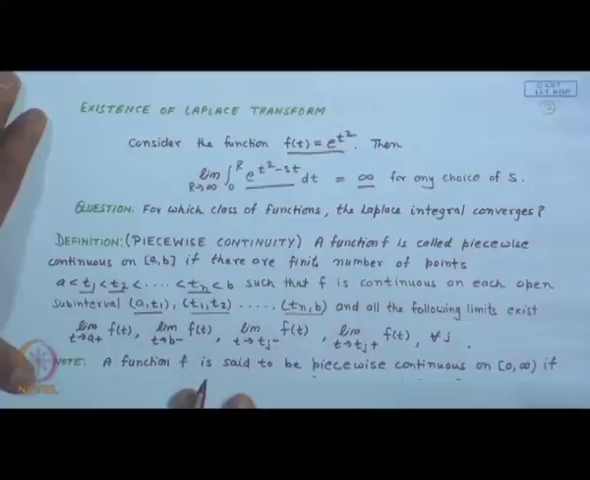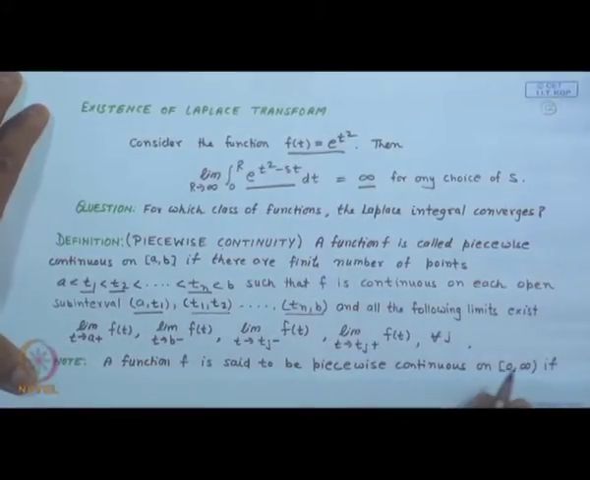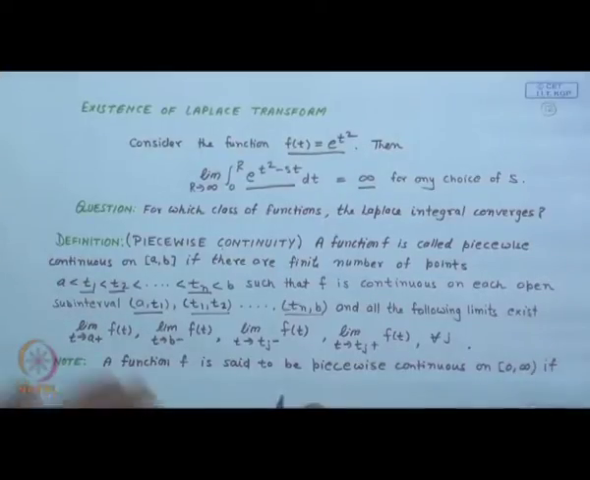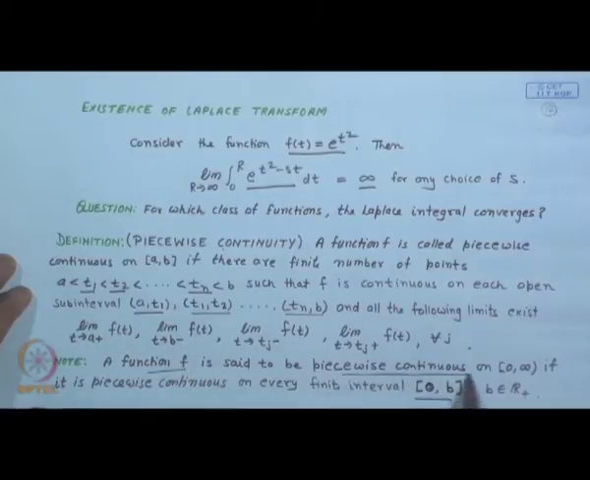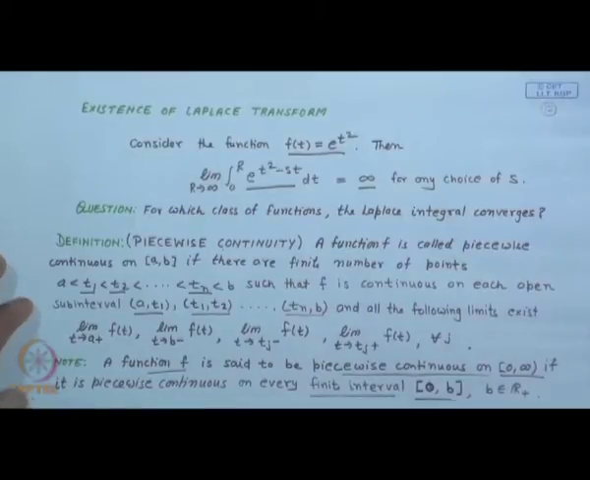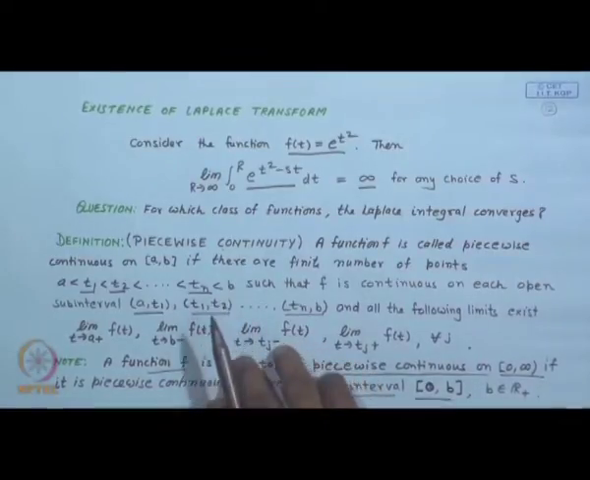Just to add here, a function is said to be piecewise continuous on 0 to infinity if it is piecewise continuous on every finite interval 0 to b, and b we can take as any positive number. So in this case we say that this function is piecewise continuous on 0 to open infinity if it is piecewise continuous on every finite interval we take from 0 to b. Okay.